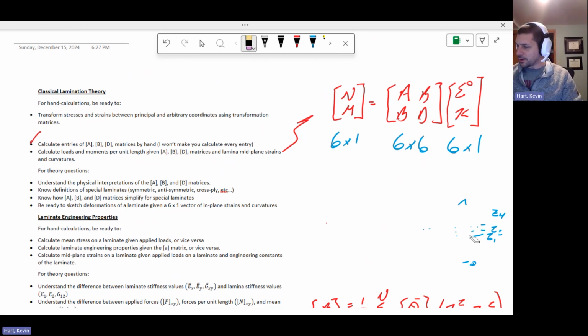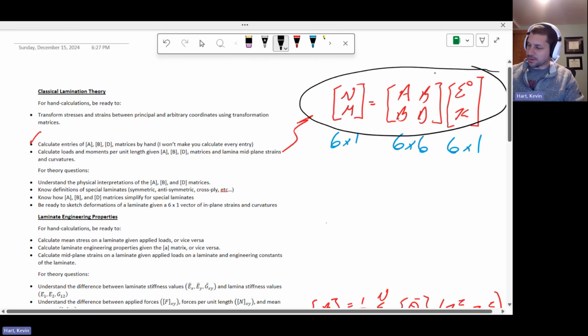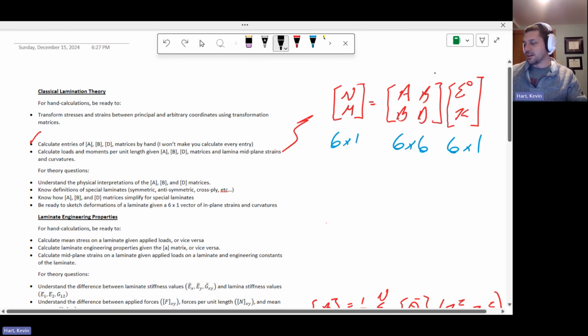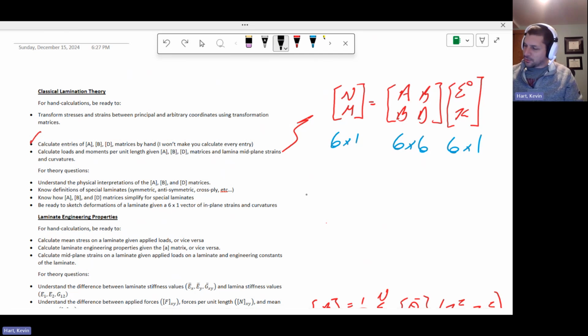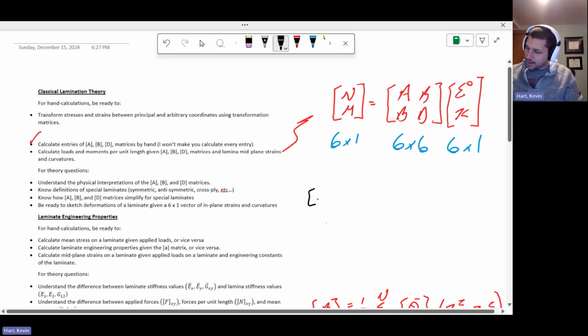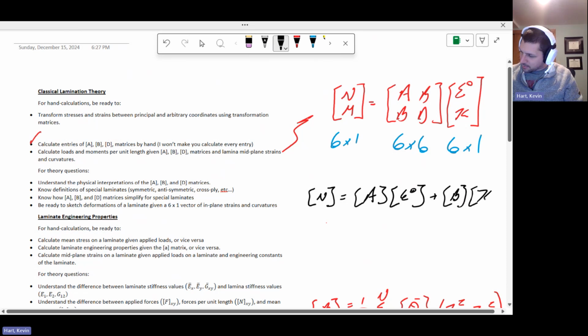All right, on to theory questions. For theory questions, understand the physical interpretation of ABD. This is really important just from walking away from this class and understanding it. If you take a look at this equation up here that dictates loads, the relationships to strains and curvatures, then what I'm basically asking is, what is the A matrix physically representing? If you break this out, N is equal to A times epsilon naught plus B times kappa. So what is the A matrix here?